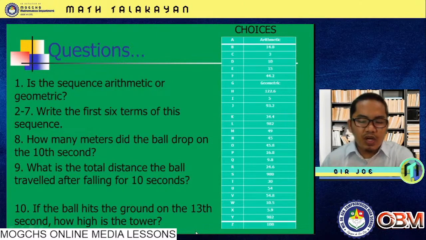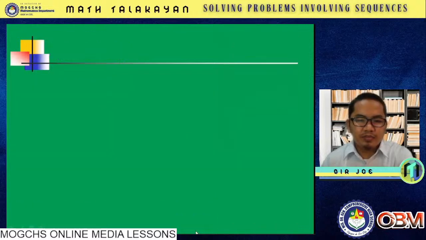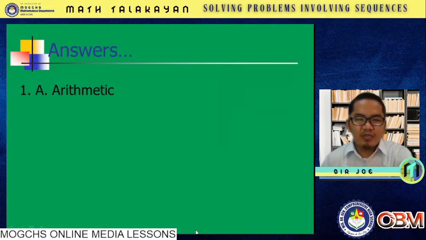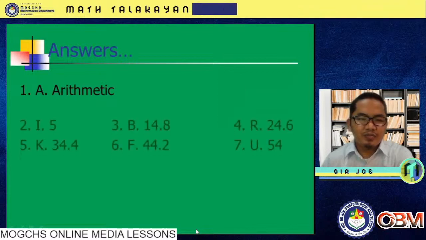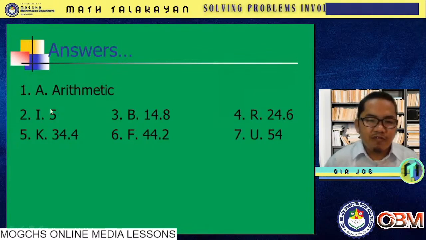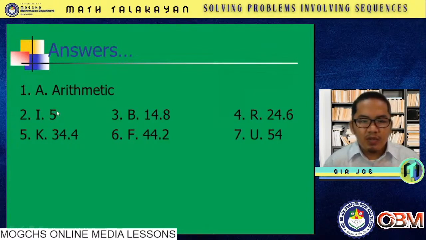Let's try to check your answer. Number 1, it is an arithmetic sequence. You're right, very good. And this is our sequence. The first term is 5, which is I.